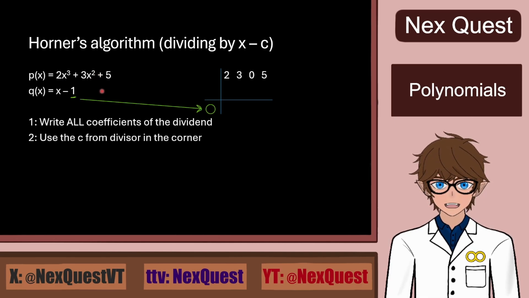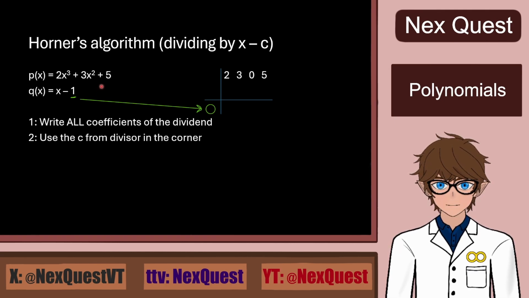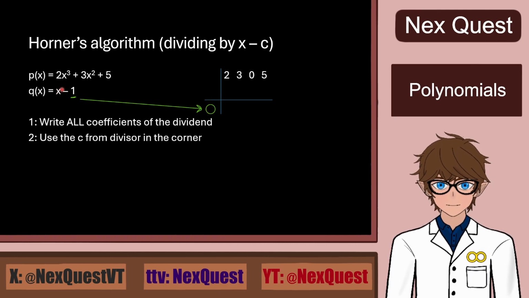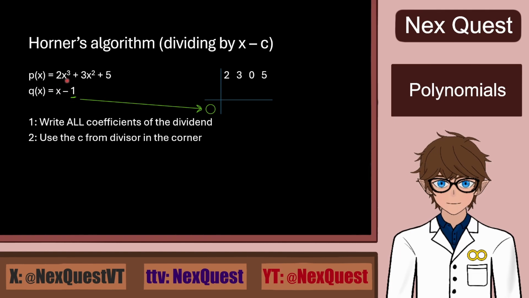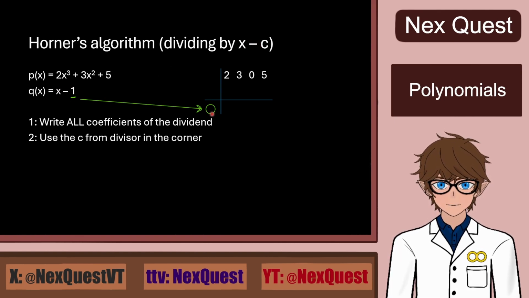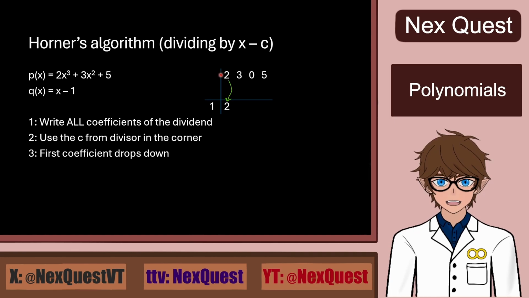Now we use the value of c, which is where the minus c from the condition comes in handy. So we take whatever is added or subtracted to or from the x and multiply it by minus 1 and write that in the corner of the table. So x minus 1, we have the minus 1, we multiply it by minus 1, we get 1, and it's copied in the table.